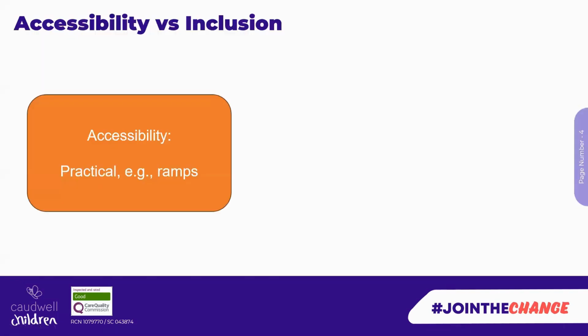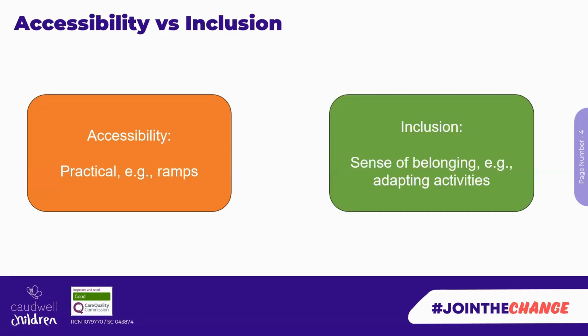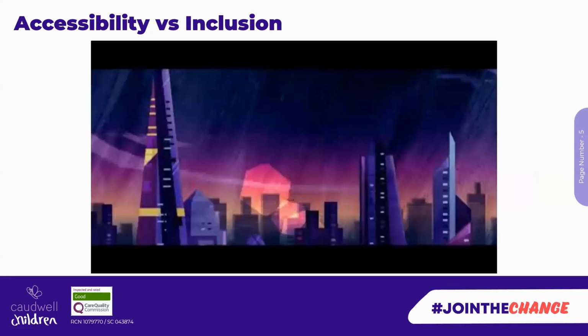So if we have a look at accessibility then, so accessibility is the practical elements. So things like ramps or accessible toilets, things like that. Inclusion is that sense of belonging. So it's about adapting activities and feeling like you're able to be part of something rather than sitting on the outskirts of something. So there's a very big difference between enabling someone to enter a room but they might not be able to take part in the activity that's going on. So we've made the room accessible, but we haven't included them in the activities that are going on.